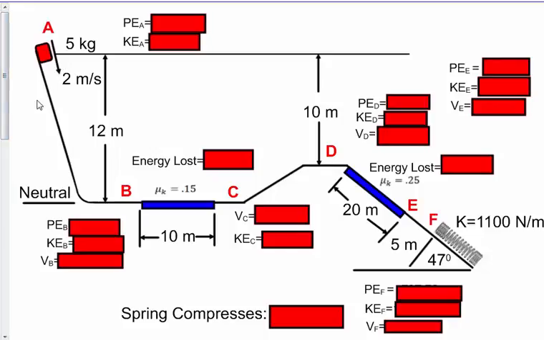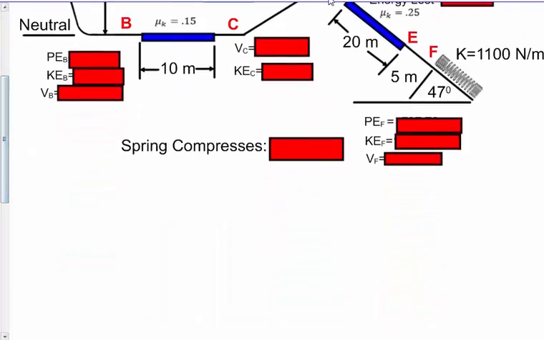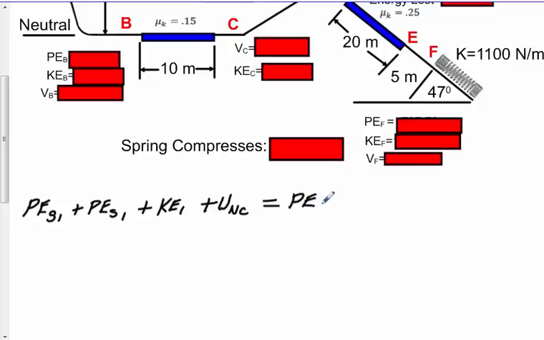So I'll start out here. We're going to start out with A relative to this position. We're going to find out what the potential energy is and the kinetic energy. So work down to here. To do this, I follow this equation pretty much all the time: my gravitational potential energy 1 plus my spring potential energy 1 plus my kinetic energy 1 plus my work done by non-conservative forces must equal my gravitational potential energy 2 plus my spring potential energy 2 plus my kinetic energy 2.